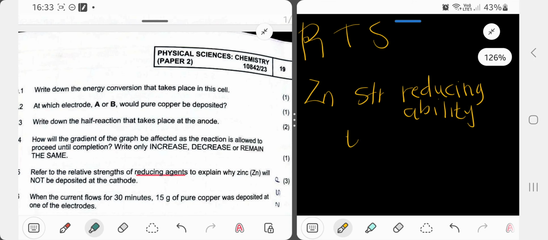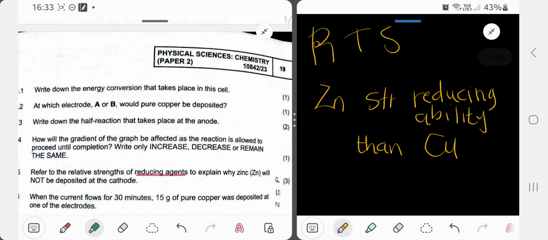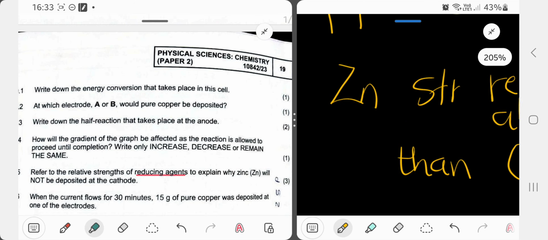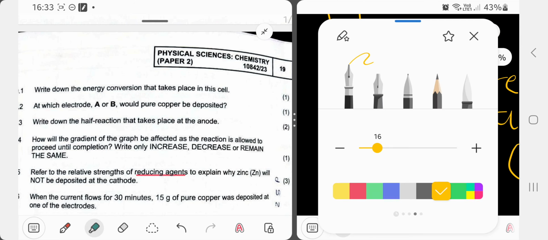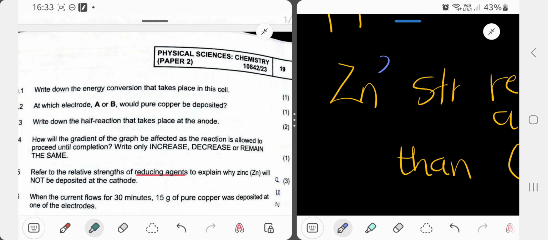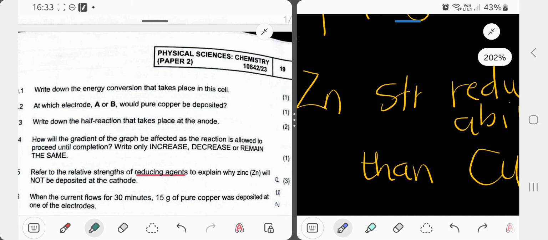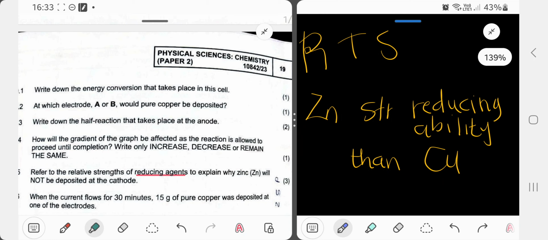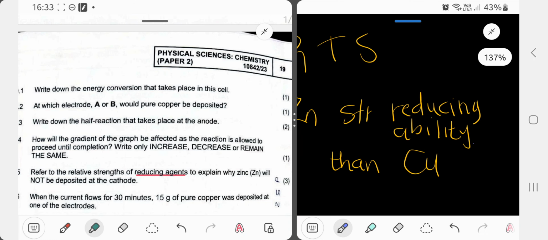Right, then Cu, right? It is important, guys, that you don't write Zn2+ here. It's important that we don't write that, and that we write Zn straight, because we understand that something that has a reducing ability is like a reducing agent, and the reducing agent can only be oxidized.